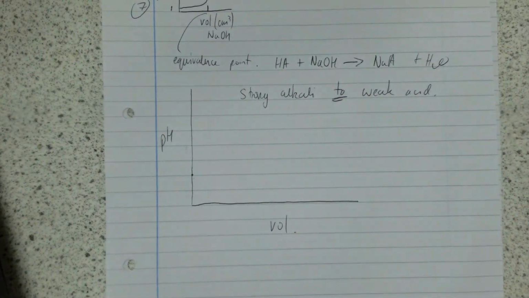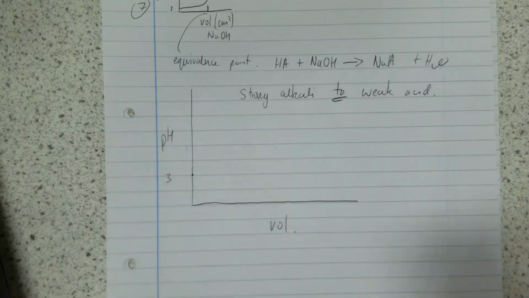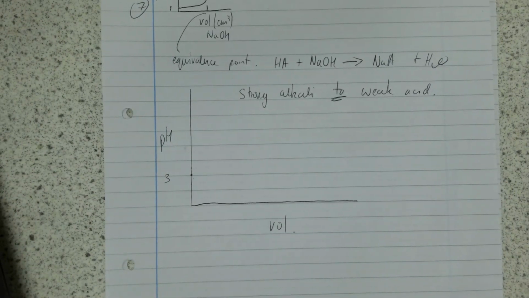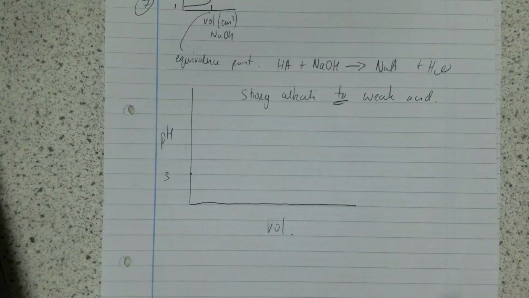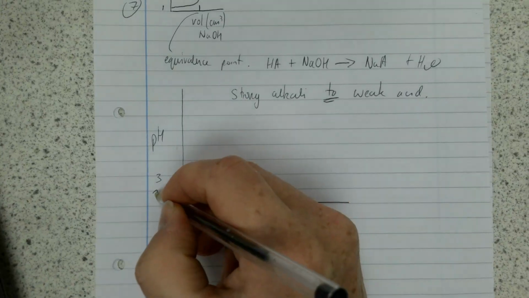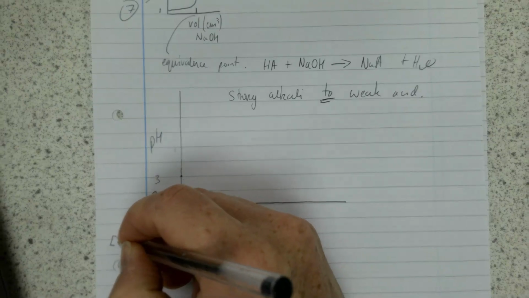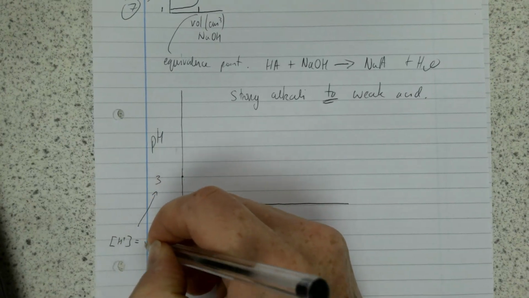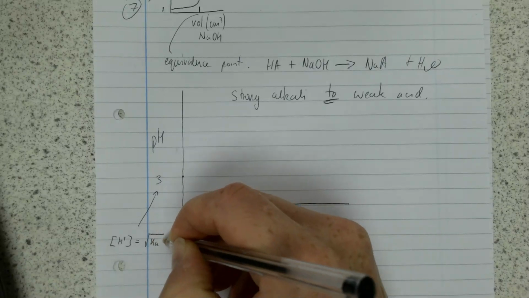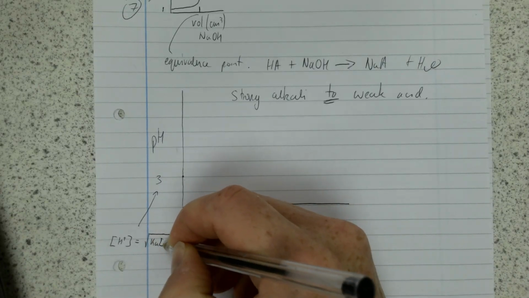So if you're sketching this, you need to know that's probably going to be about pH 3 you're starting at. It might be you have to work that out from information given. It might be you have to work out the pH of the weak acid from what we did earlier in the topic, which is learn how to calculate the pH of a weak acid from its concentration times by its Ka.